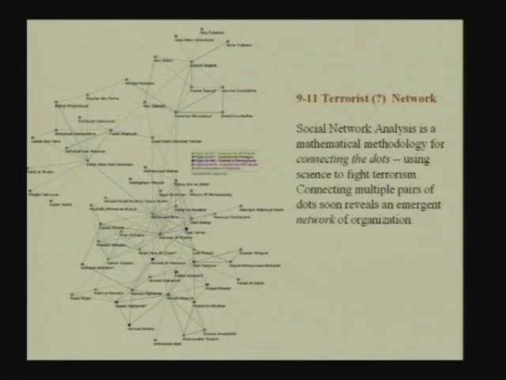There are 5 different types of dots. 4 are the 4 planes which attacked, and the 5th is other associates of the hijackers. So, you have again a complex network of who talked with whom.